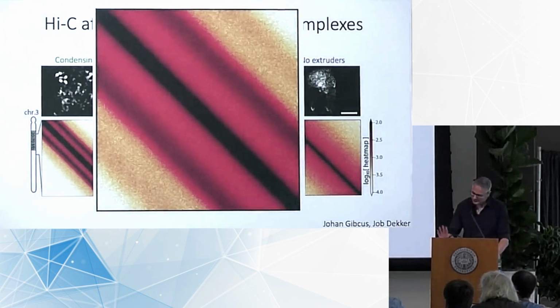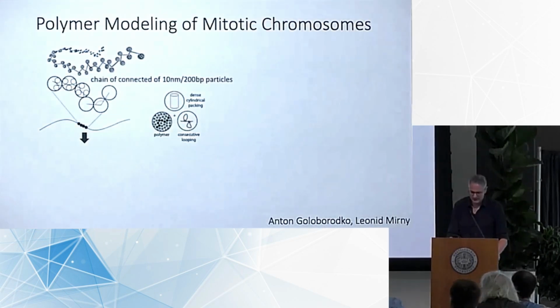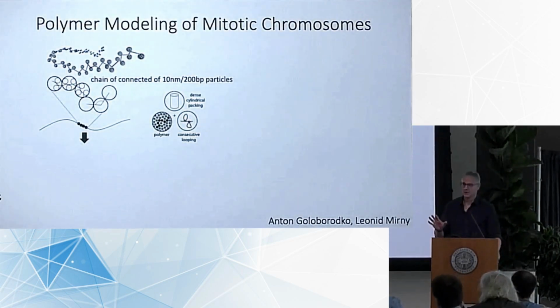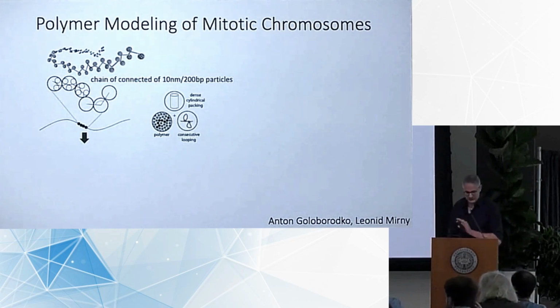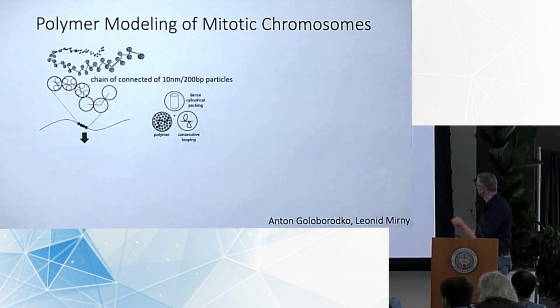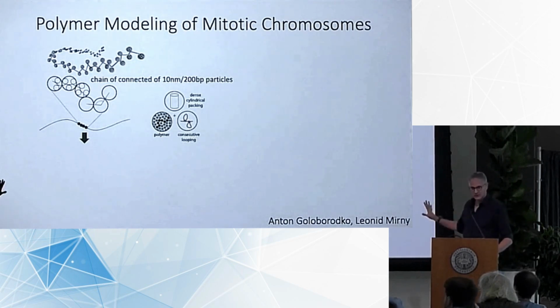Anyway, so beautiful, interesting structures emerge, and it's really work from Anton Goloborodko, who worked with Leonid for many years, now is leading his own group in Vienna. He's really a spectacular polymer modeler, physicist, and collaborator. And he has built models to try to explain any of these structures I just described and the role of loop formation in that process.